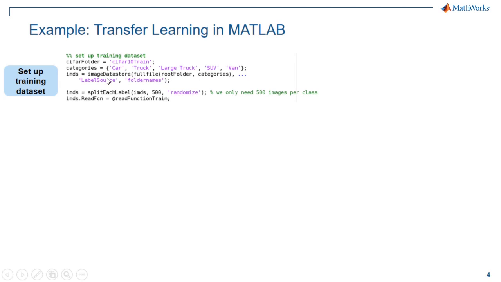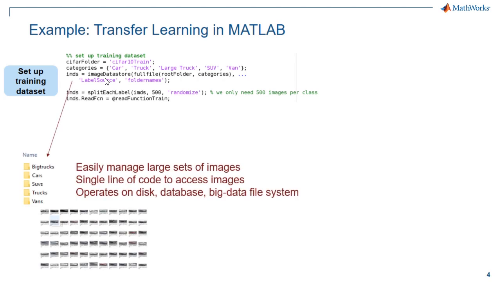One of the things that we provide is an abstraction called image data store. And what this does is helps you to work with large amounts of data fairly easily. So these data sets could reside on your local machine. It could be in a database or some other big data file system.